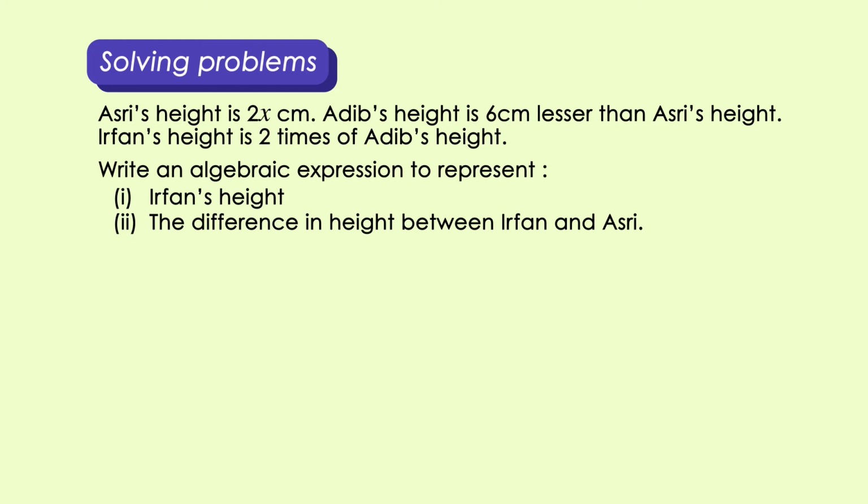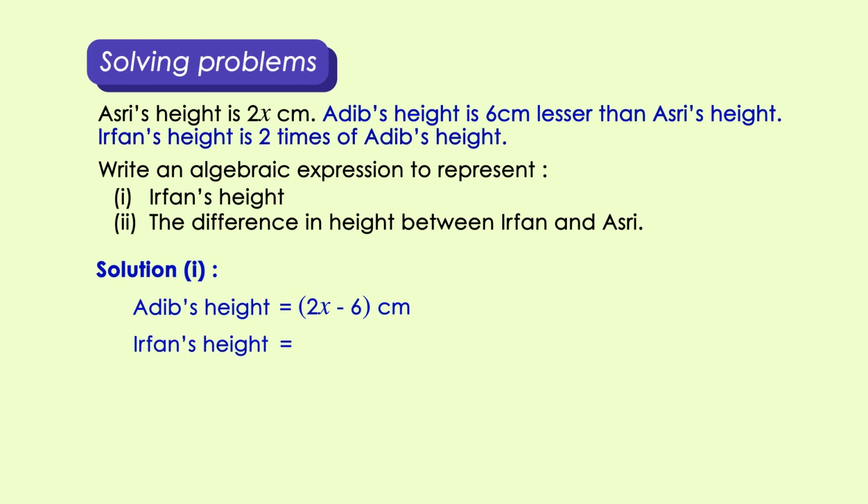For the first part of our question, we are going to find Irfan's height. Adib's height is 6 cm less than Azri's height. So, Adib's height is 2x minus 6. Irfan's height is 2 times Adib's height. So, Irfan's height is 2 times 2x minus 6. Now, let us look at our second part of the question. The difference in height between Irfan and Azri: 2 times 2x minus 6 minus 2x.